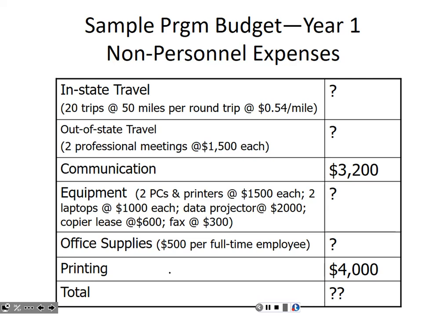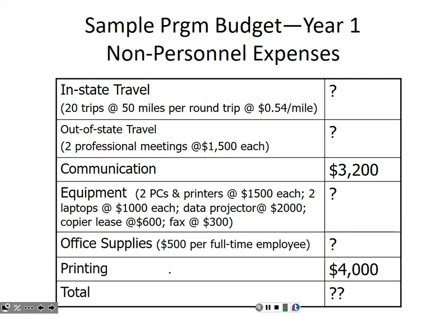I have a question. Yes, ma'am. For the PCs and printers, is it like 2 PCs and 2 printers? When you're calculating that cost, is the $1,500 for each PC and then for each printer, or is the PC and printer one? PC printer combo. Okay. The combo is $1,500. Okay. So we're buying 2 sets. Good question.